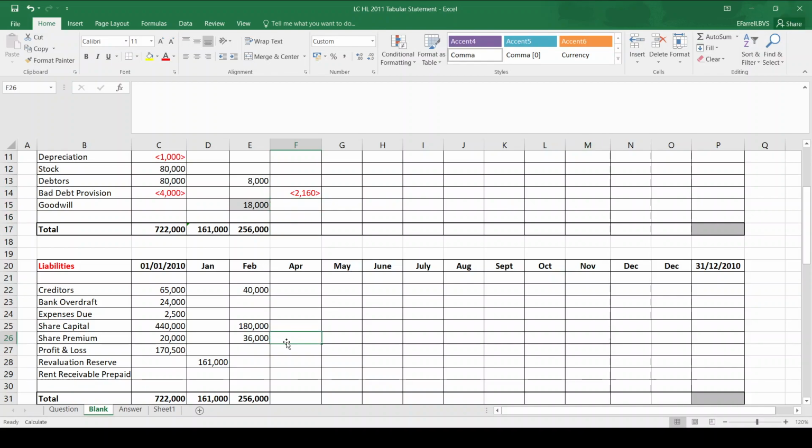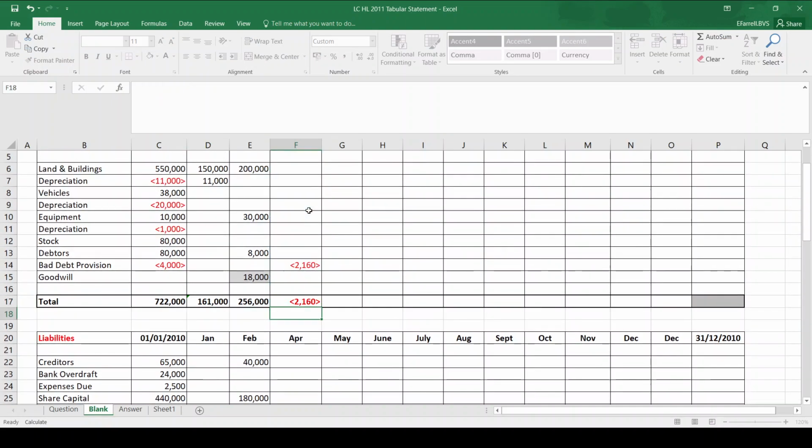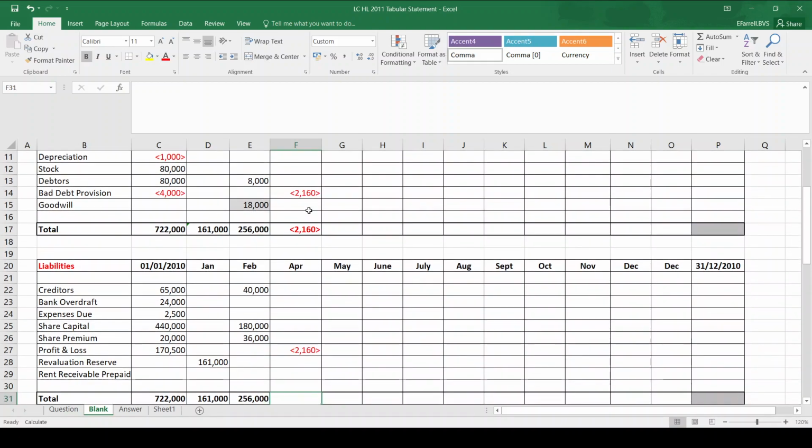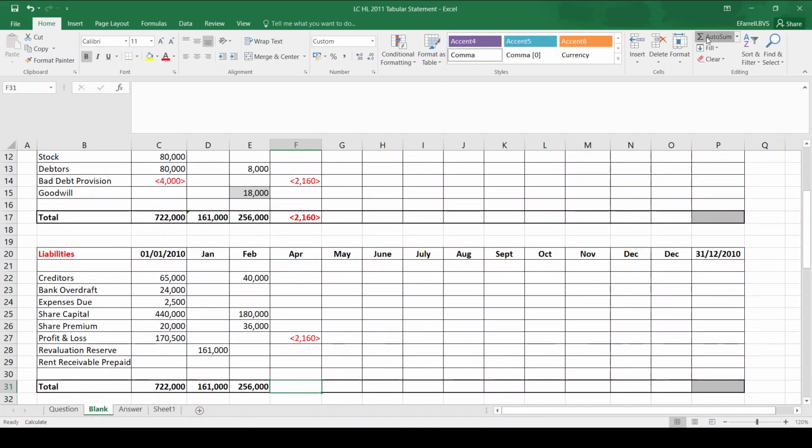And then the opposite entry of that is if the bad debt provision increases, it's an expense, an extra expense to the company, so it's going to go here in profit and loss balance. Anything that affects profit or loss will go into this line down below in liabilities, profit and loss balance. So the bad debt provision increases, profit's going to go down by 2160. So now I'm just going to total my assets for April. And I'm going to total my liabilities for April. And again, they should both balance. They should be both minus 2160.